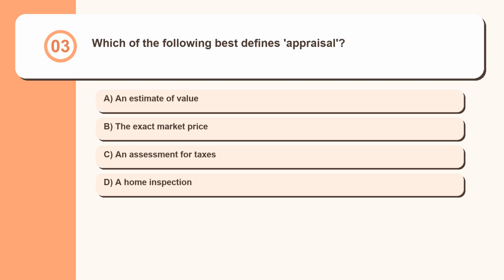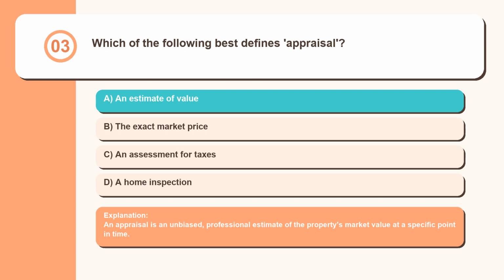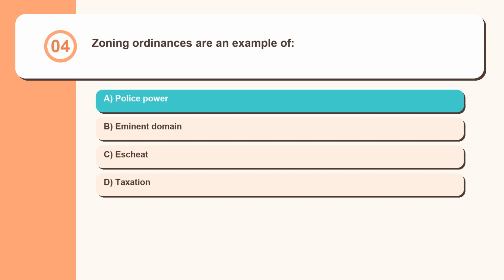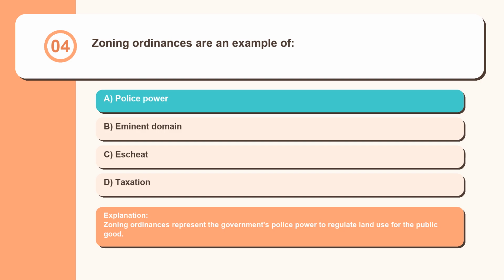Question 3. Which of the following best defines appraisal? An estimate of value, the exact market price, an assessment for taxes, a home inspection. An appraisal is an unbiased, professional estimate of the property's market value at a specific point in time. Question 4. Zoning ordinances are an example of police power, eminent domain, escheat, taxation. Zoning ordinances represent the government's police power to regulate land use for the public good.